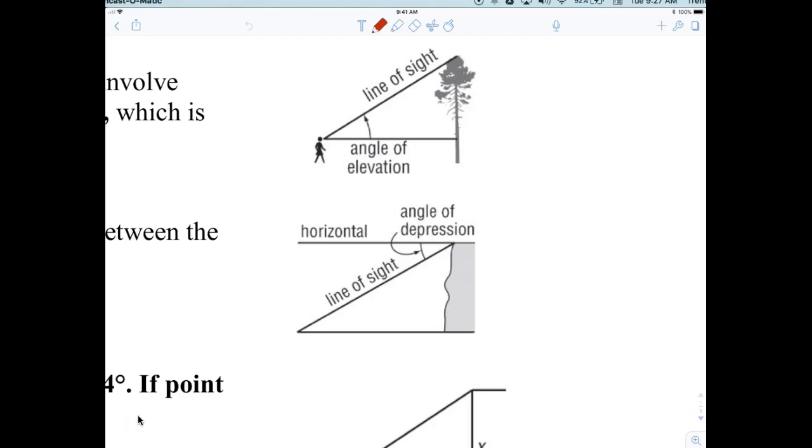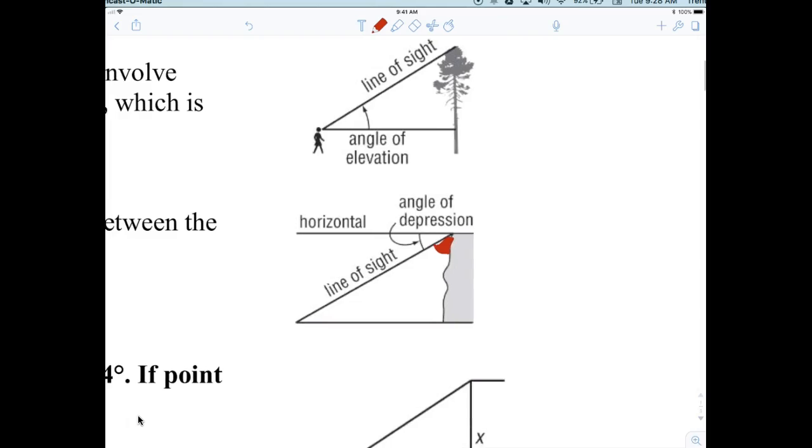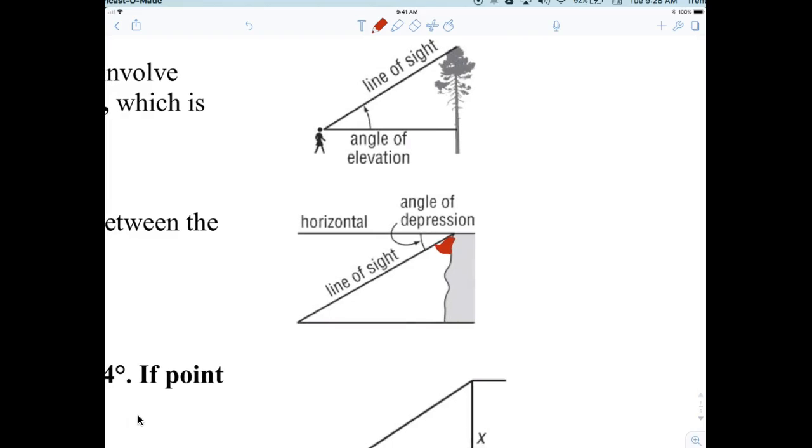All right, if somebody says the angle of depression, this angle of depression right here is how I thought it would be. But it's from the horizontal. But it's always read from the what? The horizontal. What's that squiggly line? A cliff. Oh. Now, let me explain to you how that kind of made sense.